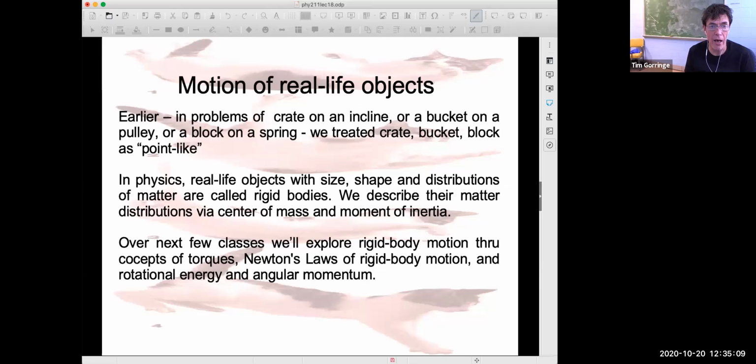And we'll talk about the role of torques in the motion of rigid bodies. We'll talk about Newton's laws of rigid body motion, and we'll talk about rotational energy and angular momentum of rigid bodies. So we're going to cover all those topics over the next few classes.